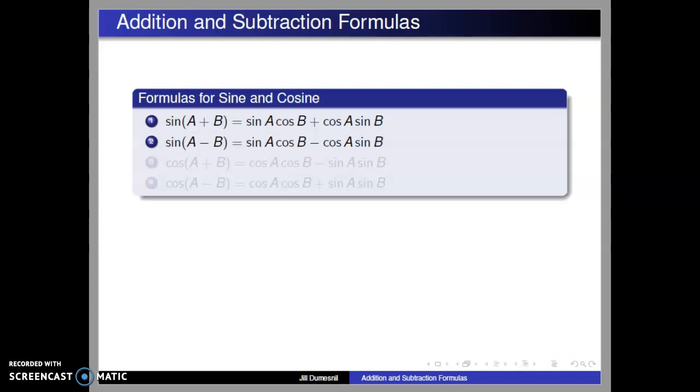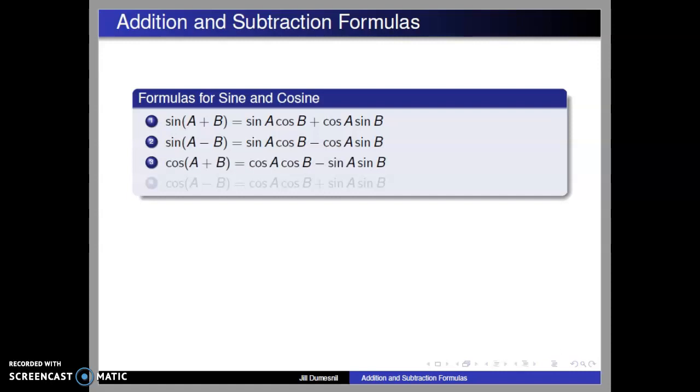Next, we have the formula for a sine of a difference. This time, sine of a minus b equals sine of a times cosine of b minus cosine of a times sine of b. The sine of a difference is the sine of the first times the cosine of the second minus cosine of the first times sine of the second. Notice in both of these formulas the sign, S-I-G-N, matches, and the terms are mixed in terms of sine and cosine.